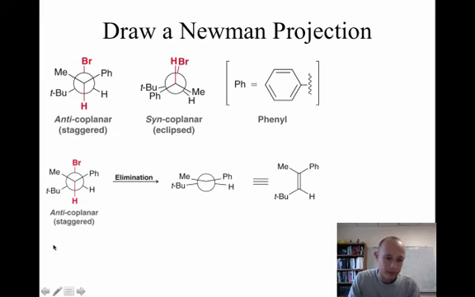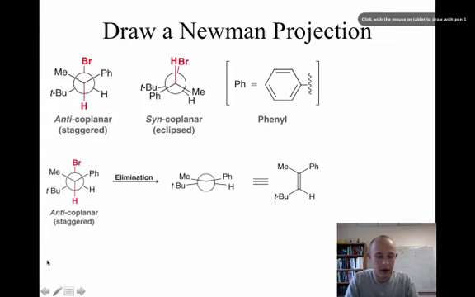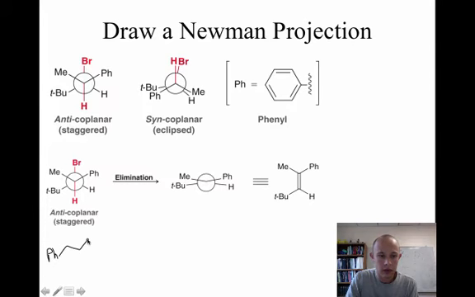If we have the molecule that we were just talking about on the previous slide, so we have a phenyl and a tert-butyl, and the bromine is up and the methyl is up, and we look at a Newman projection here. Now what we're going to do is look down this bond. Then we have the hydrogen and the methyl and the phenyl, and notice that the hydrogen is anti to the bromine.